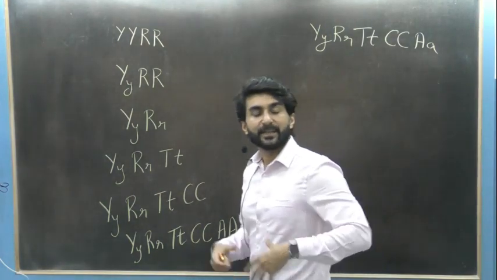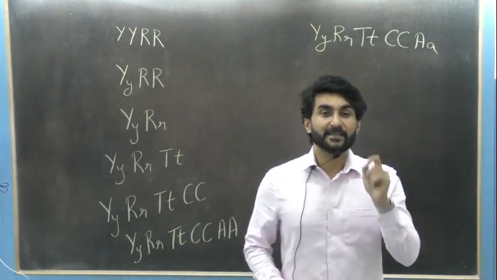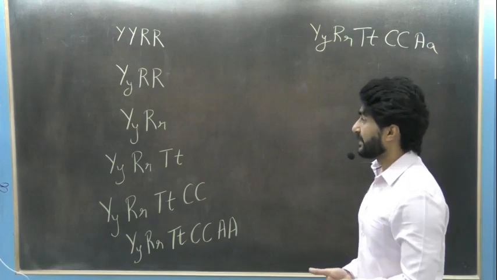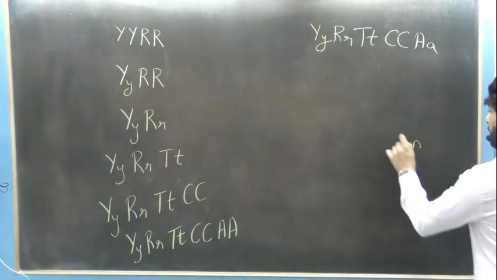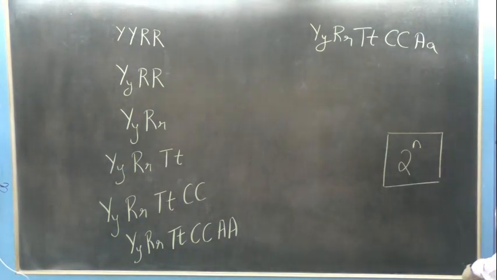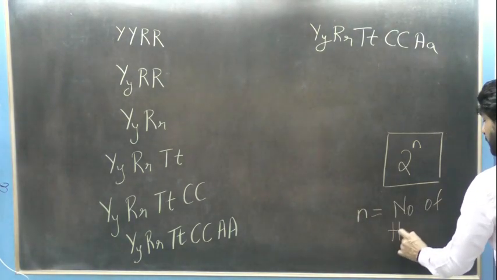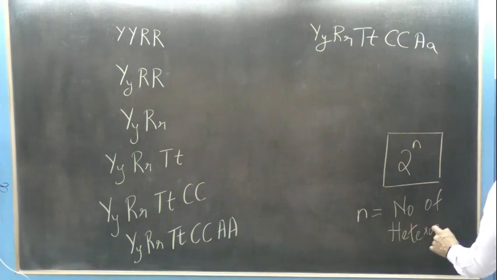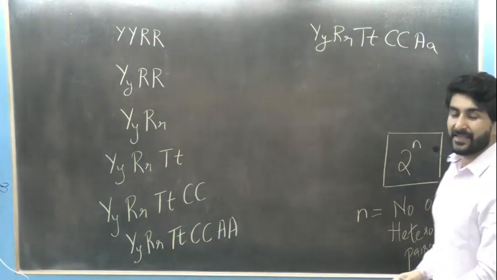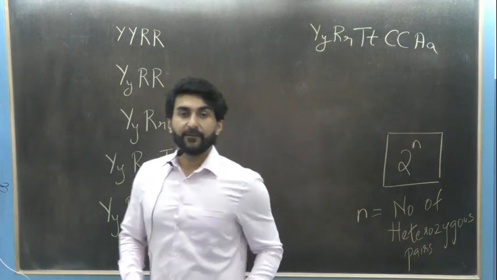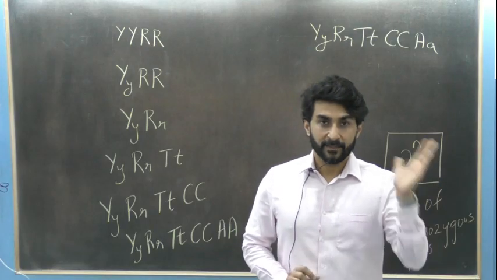Now, if you get the genotype and they ask you how many types of gametes are produced by this particular plant, there is a method to be used, a formula to be used, and that formula is 2 raised to n. Remember, this is the formula you have to use, 2 raised to n, where n is the number of heterozygous pairs. That's your shortcut. That's your formula. Very simple. Let's apply this formula.